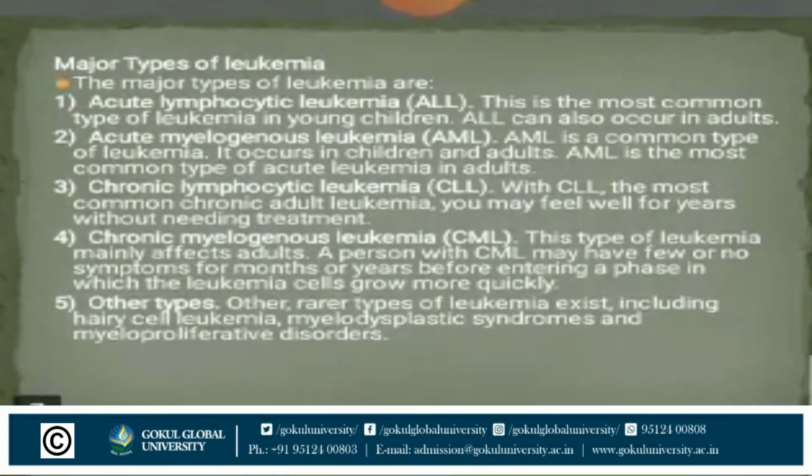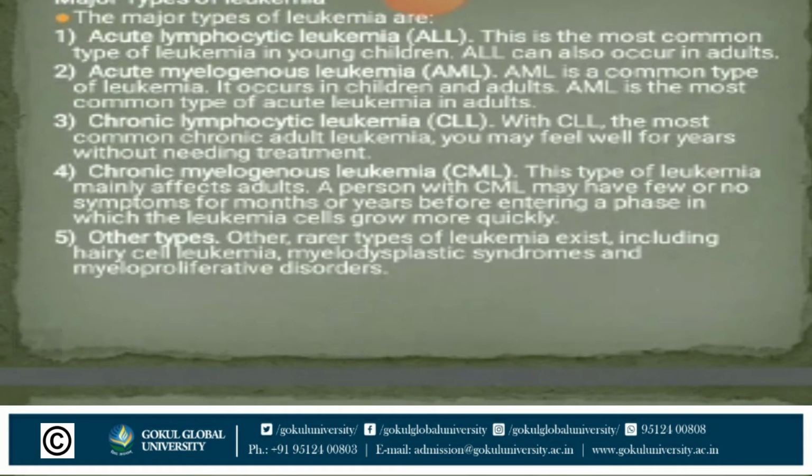The next one, major types of leukemia. The major types of leukemia are present here. First one, acute lymphatic leukemia. Second one, acute myelogenous leukemia. Third one, chronic lymphatic leukemia. Fourth one, chronic myelogenous leukemia. And fifth one, other types.